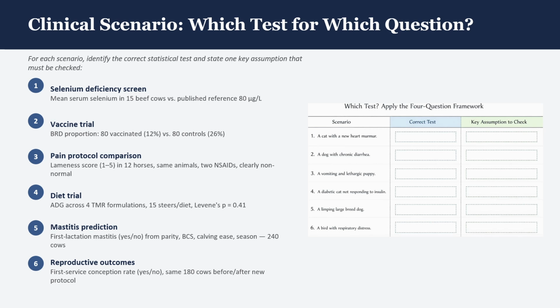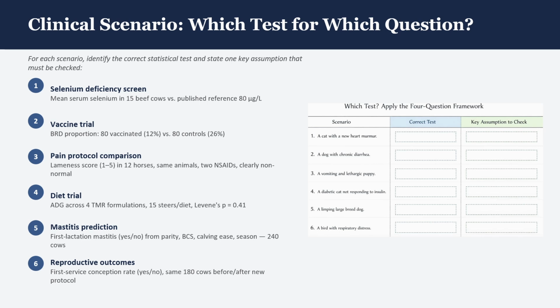Scenario 5. Logistic regression. Binary outcome. Mastitis, yes or no. Multiple predictors simultaneously. Chi-square cannot adjust for multiple covariates at once. Logistic regression estimates the adjusted odds ratio for each risk factor while holding the others constant.